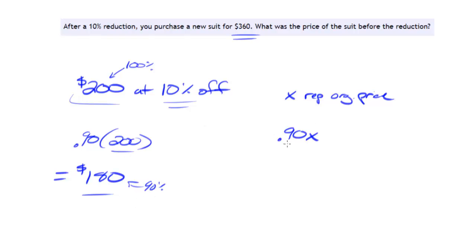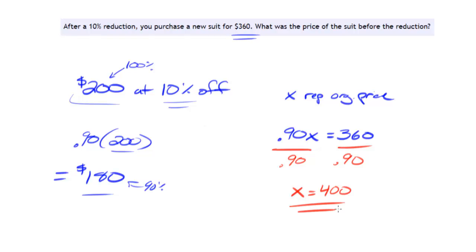And we know that 90% of the original price equals 336. Now that we have our equation here, we simply can solve this. The hard part is getting this equation correct, and we solve this by isolating the x, and this would entail dividing both sides by 0.9 or 0.90, giving us a final answer of x equals 400.